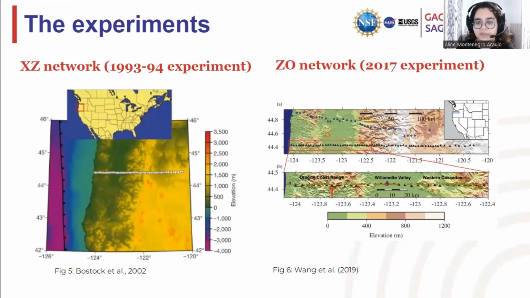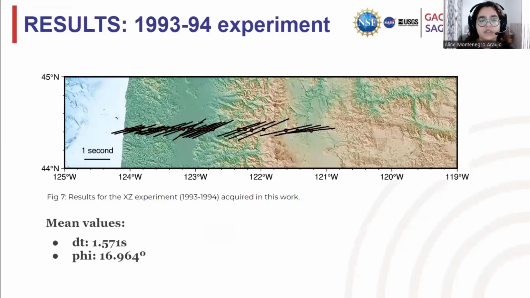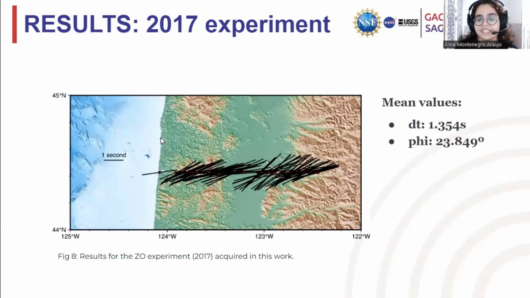So the experiments, as I first mentioned, are the XG network and the ZO network, both in the state of Oregon. For the first experiment, this is a larger array, as we can see, but a smaller one in the number of stations. Still, we can see a slight rotation in the fast axis directions of the splitting we got. When we move to the results of the second experiment, even though it is a smaller array, it is much higher in the number of stations than the first one. In that way, we can see much better how the rotation happens in the fast axis.